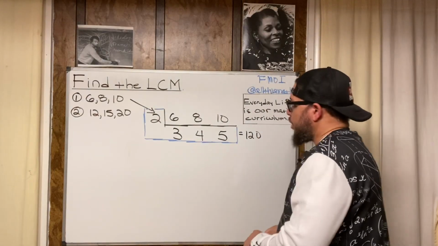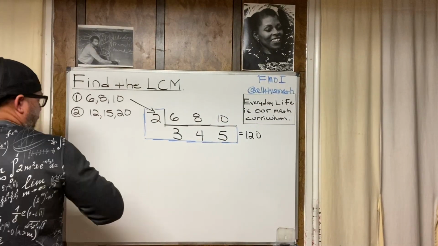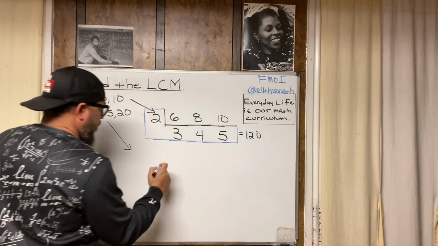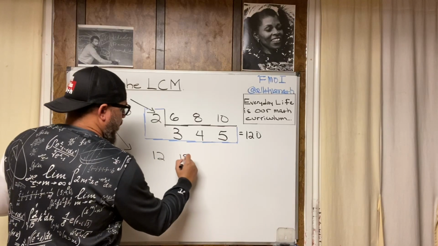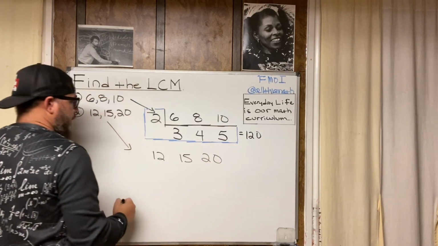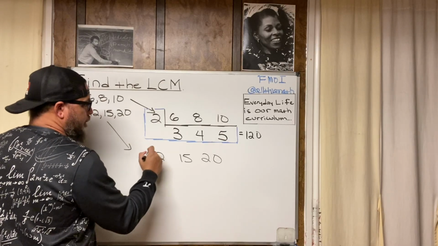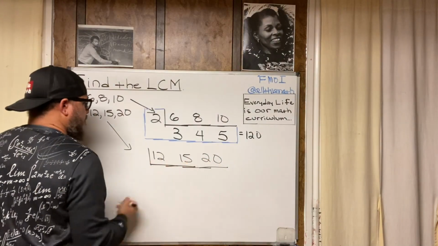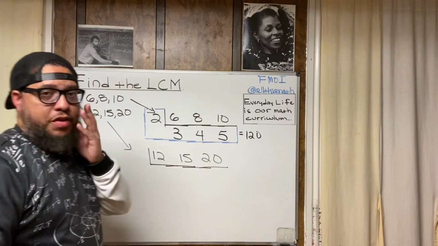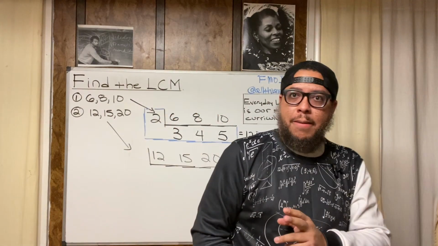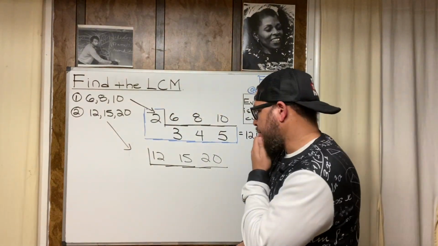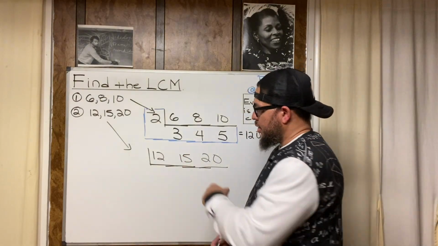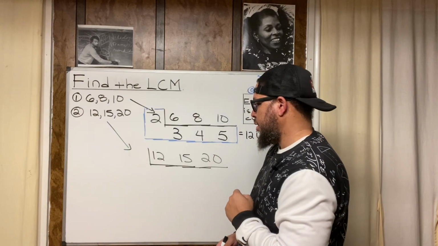All right, let's look at number 2. Number 2, we got 3 bigger numbers: 12, 15, and 20. So we're going to write the numbers over, 12, 15, 20. We do our upside down L. Well, it's an upside down long division sign, but it's our L for Lumumba. So we want a common factor of at least 2 of those numbers. So dig this: 12 and 15 have a common factor of 3. 15 and 20 have a common factor of 5.